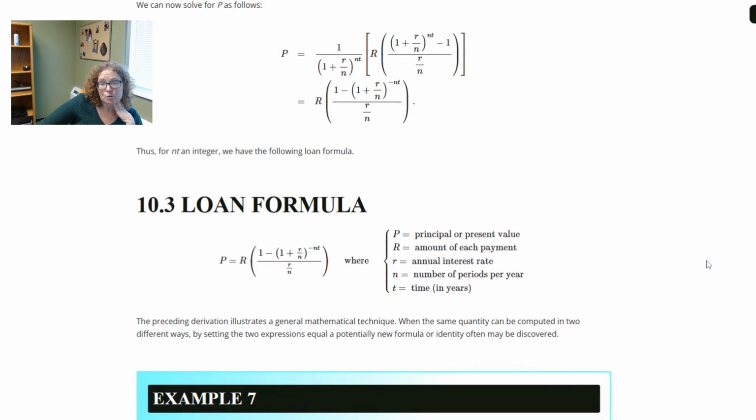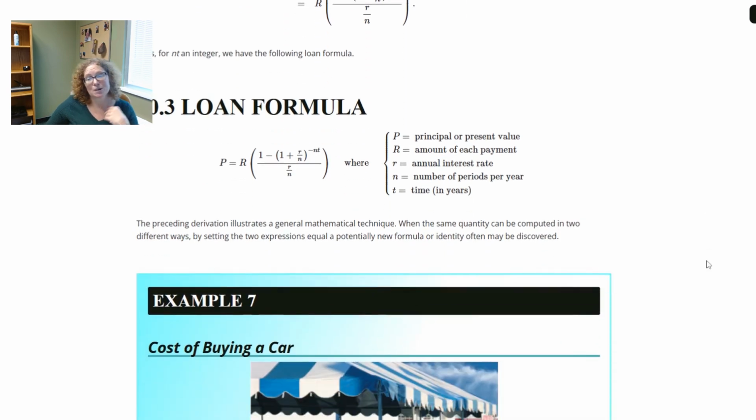So we do have a loan formula, and it looks pretty much like some of the other ones we've looked at, but P is the principal or present value, R is the amount of each payment, R is the annual interest rate, N is the number of periods per year, and T is the time in years.